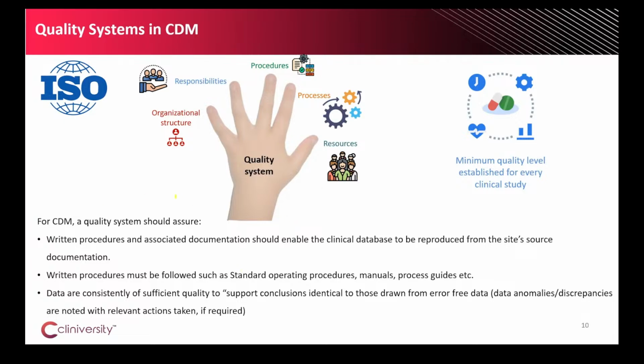Now, within the context of CDM, a quality system should assure the following fundamentals. The first one is that there should be written procedures in place and associated documentation that should enable the clinical database to be reproduced from the site's source documentation. Written procedures must be followed, such as your standard operating procedures, processes, guides, manuals, etc. Data are consistently of sufficient quality to support conclusions identical to those drawn from error-free data. That is, any data anomalies and discrepancies are noted, with relevant actions taken as required.